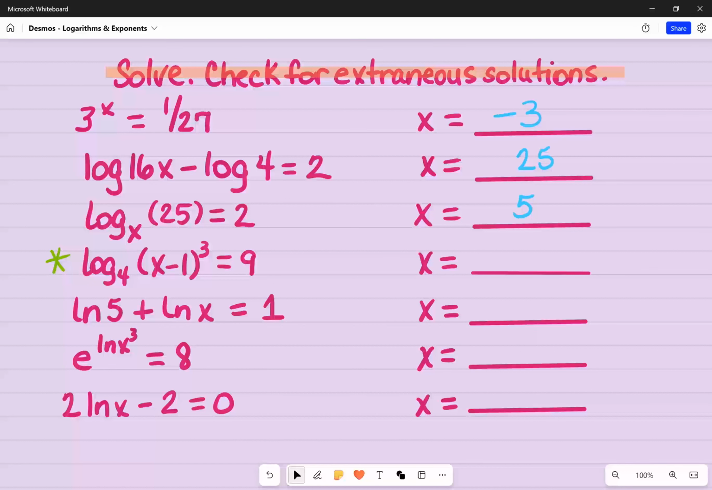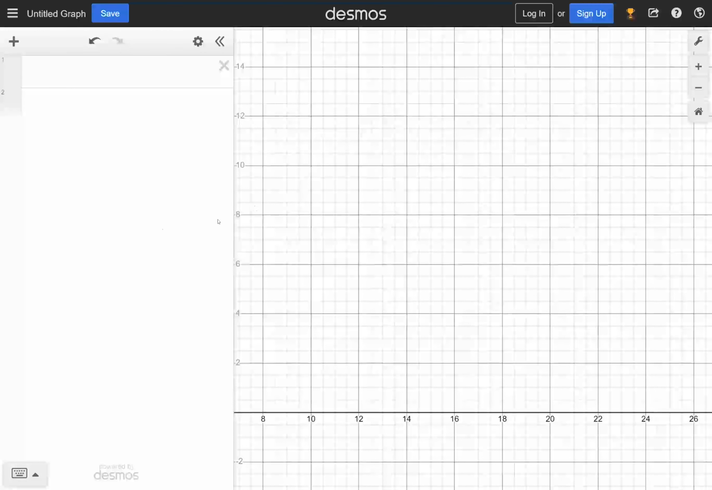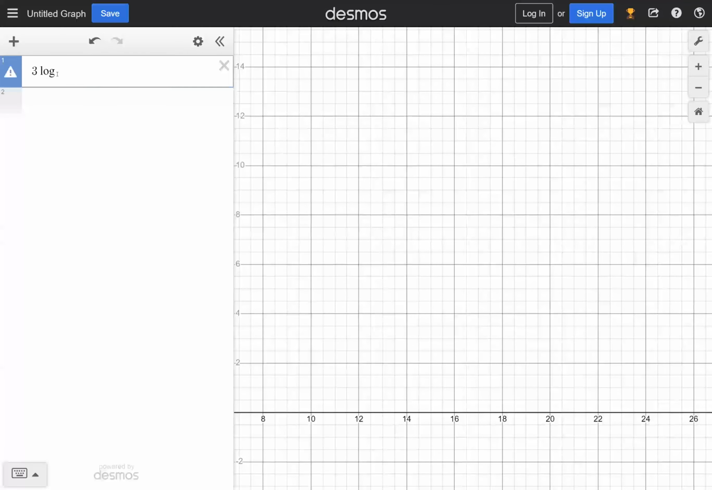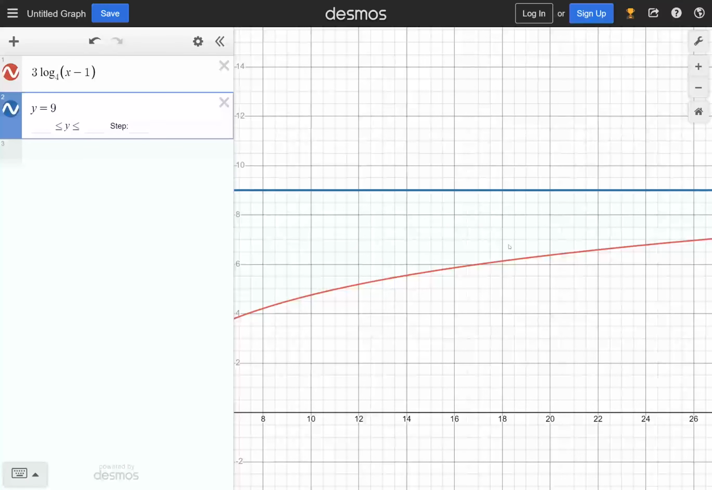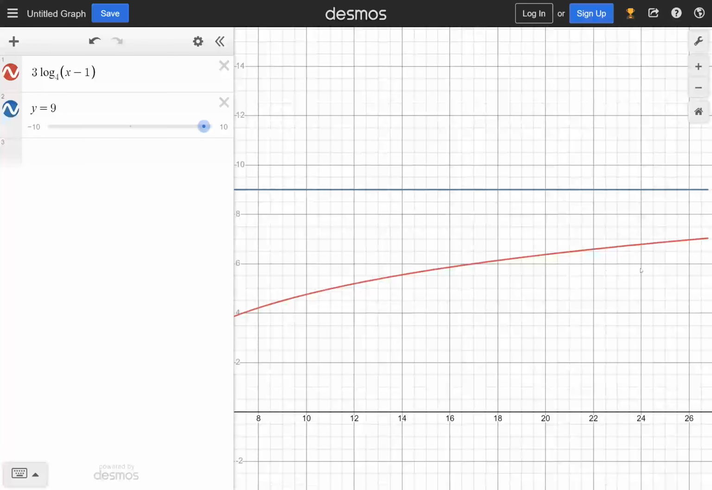All right, for this next example, what I like to do is just use my power product, which means I'm going to take my exponent 3 and I'm going to move it out front and then put it in Desmos that way. So that would look like 3 log base 4 of, and I'm going to move this arrow over, x minus 1, and I'm not raising it to a power because remember I moved it out front. And then I'm going to set the second row equal to y, so y is equal to 9, and I will look over at my graph to see where they actually intersect.